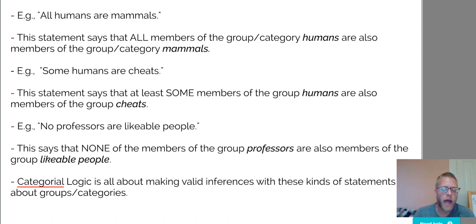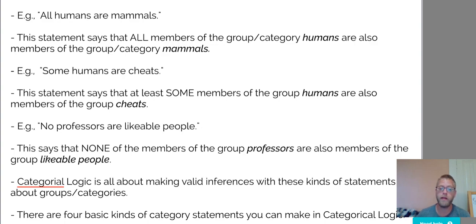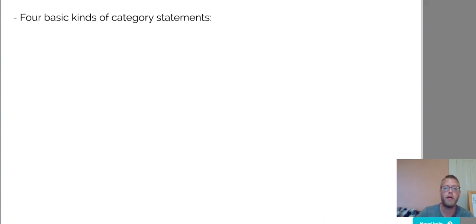So categorical logic is just about making valid inferences with all those kinds of statements about groups and categories of things. And really, there are just 4 basic kinds of category statements you can make. So just like in propositional logic, where you just have to learn 4 operators and how they work, and then everything comes out of that, right? These 4 basic building blocks, and once you get those, you can do it all. Same thing here. So there's going to be 4 kinds of statements that you will have to be able to identify, but they're really simple, and there's only 4 of them. So here they are. Right.